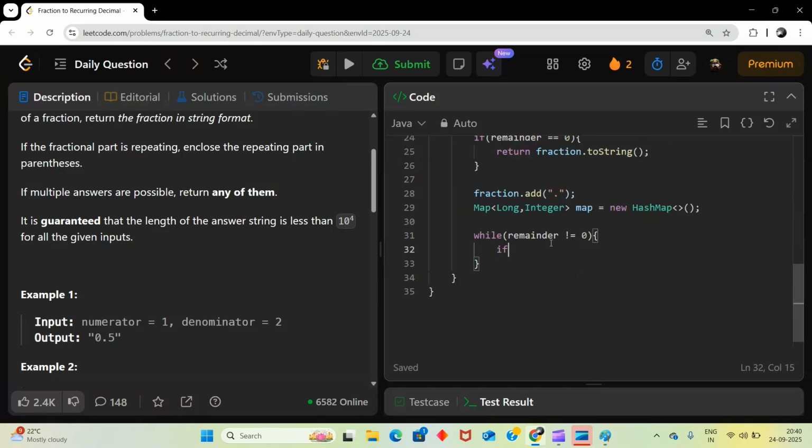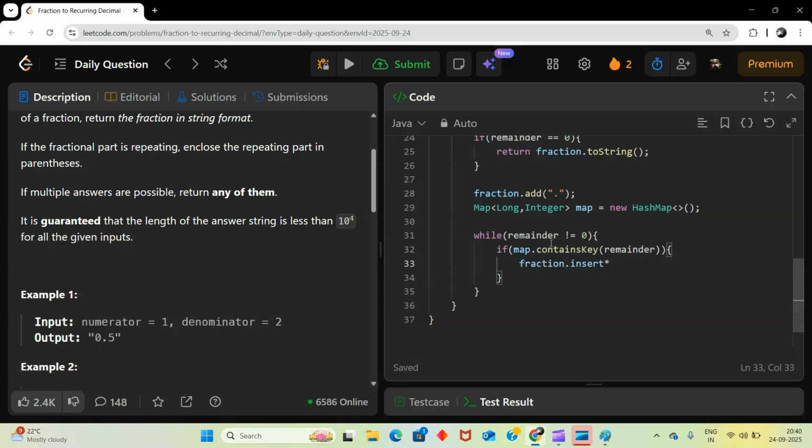Now here what I'll do is map.containsKey(remainder). If I have the remainder from before, then first we'll add the opening and closing bracket and break. That's it. So fraction.insert.